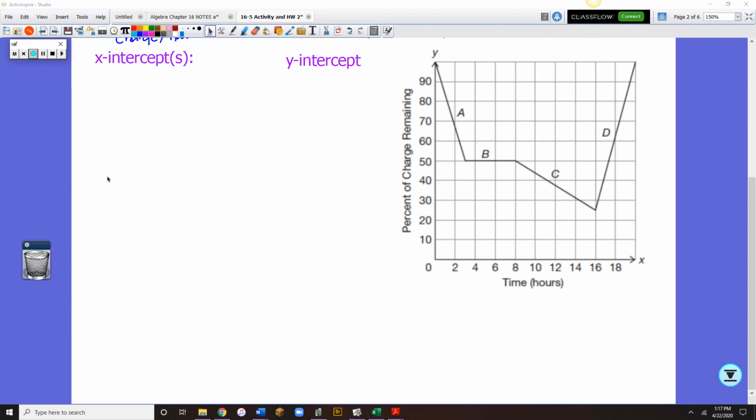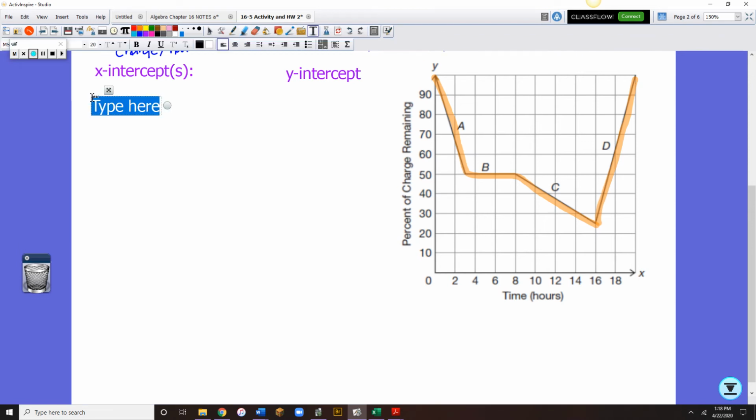Next, intercepts. An x-intercept would mean that at some point our function would come down and touch the x-axis. But the lowest we get is 25%, and then it goes back up again. So in this case, there are no x-intercepts. That would mean that the phone completely died.